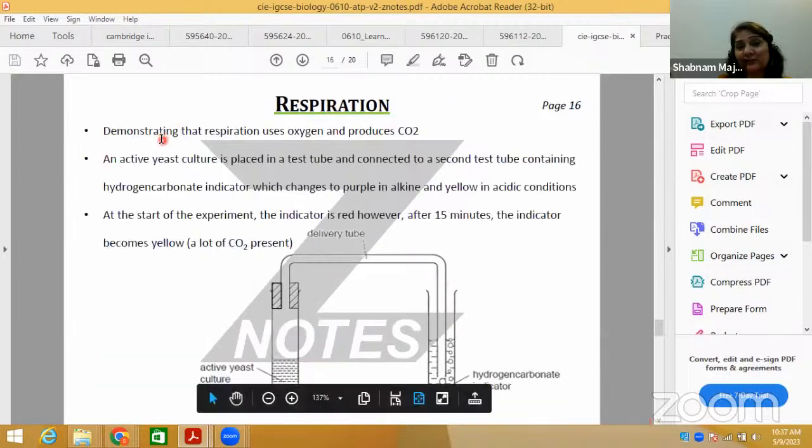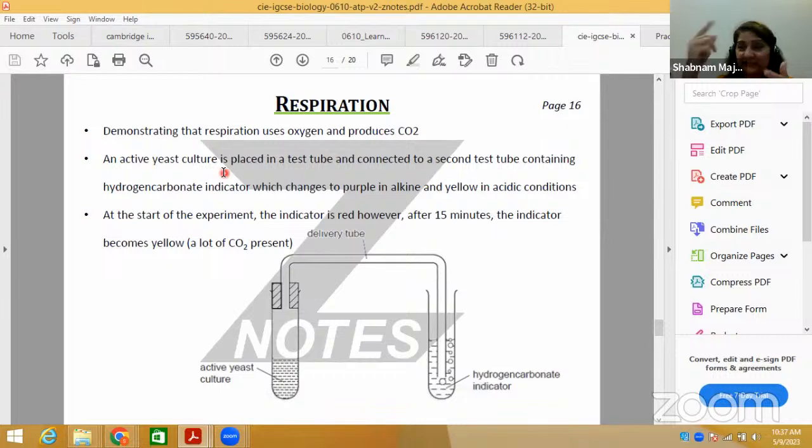After that, on respiration, I already explained; questions of this type can come. Demonstrating respiration uses oxygen and produces carbon dioxide. Active yeast, yeast is a unicellular fungus. So yeast can respire aerobically and anaerobically. You should know the equations as well. Alcoholic fermentation, and the other one is for lactic acid, which happens in mammals. An active yeast culture is placed in a test tube connected to a second test tube containing hydrogen carbonate indicator. Hydrogen carbonate, also called bicarbonate indicator, changes to purple in alkaline conditions.